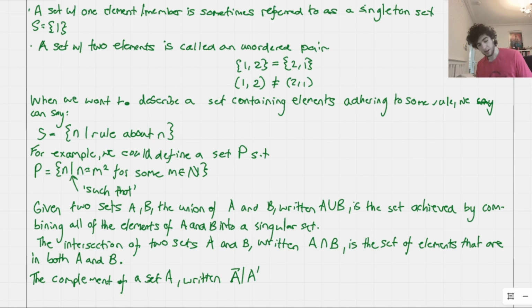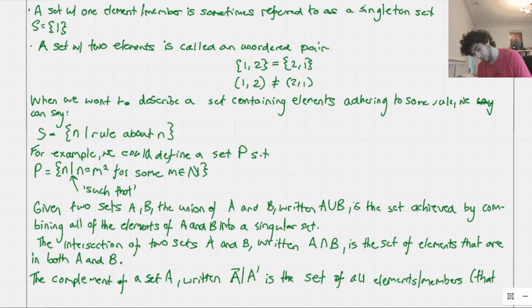But within the textbook that I'm referring to, they use this symbol, A with a horizontal line on top. So the complement of A, written as A with the horizontal line on top, or A apostrophe, is effectively the set of all elements under consideration that don't lie in A. Okay, it is the set of all elements or members that we care about. I'll explain what I'm talking about in a second. That we care about, that don't lie in A.